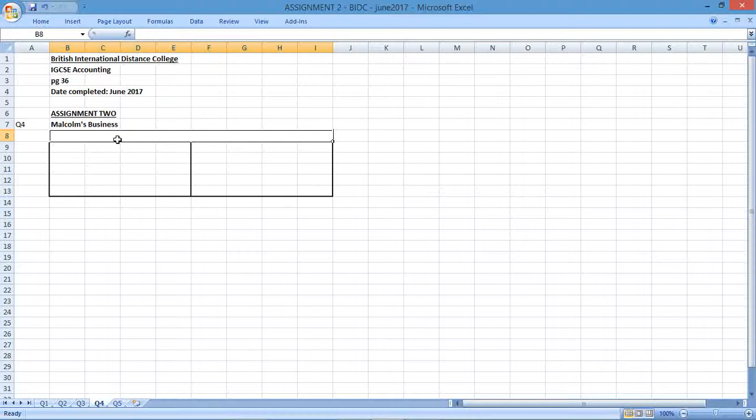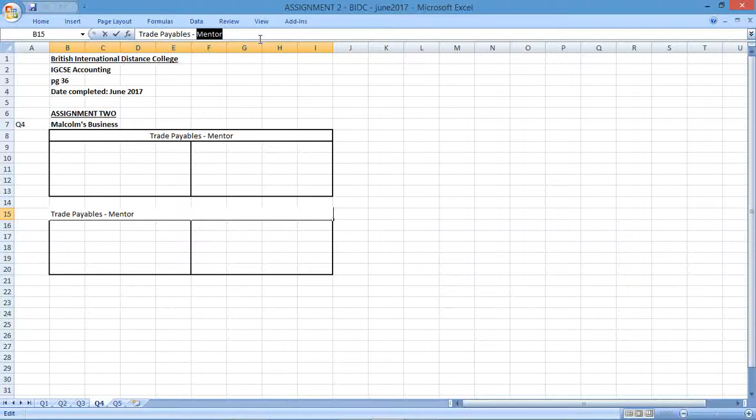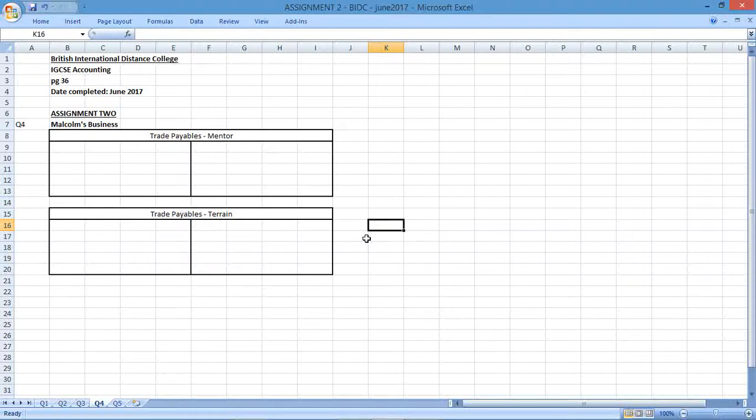They want the accounts of Mentor, so trade payables or creditors, and this is for Mentor. And they also want the T account for Terrain. For the month of August 2015. Then number 2 says, this is number 1, so 1. Then number 2 says, write up the purchaser's account and the purchaser's returns account as they would appear in Malcolm's general ledger for the month of August.